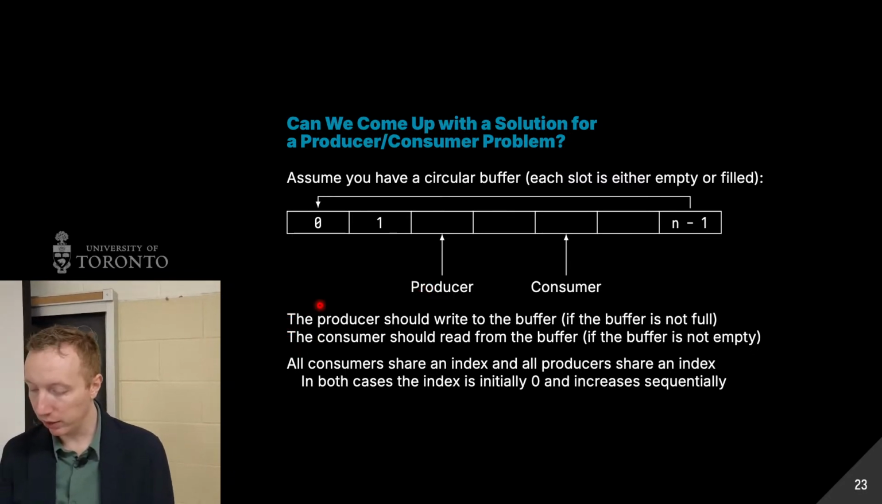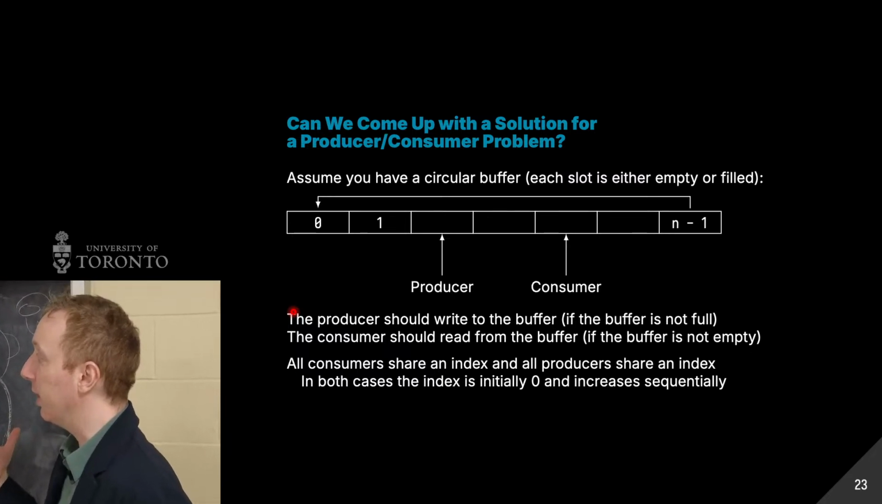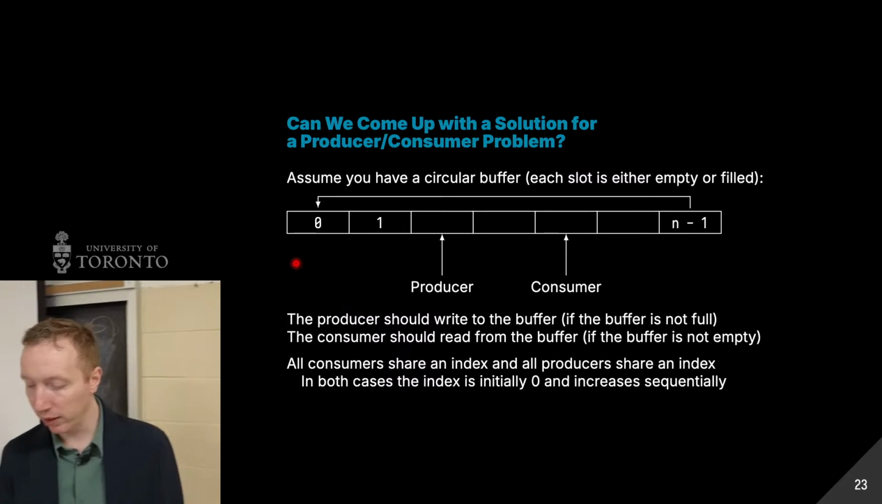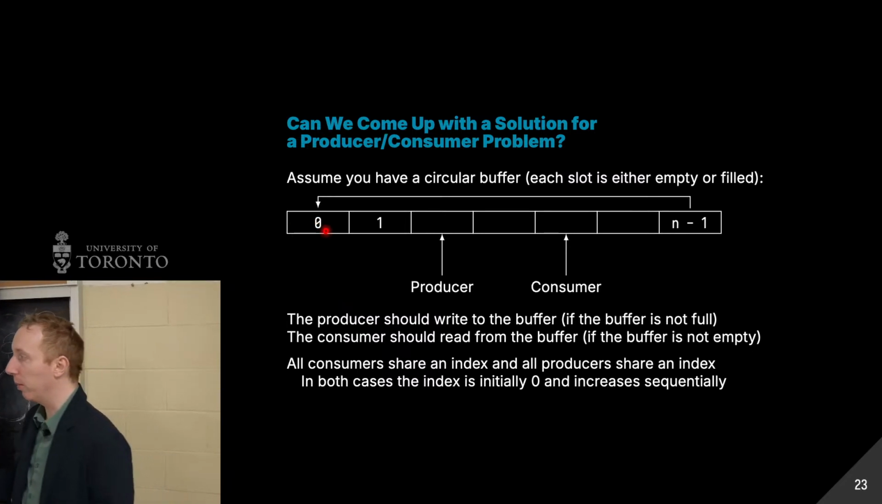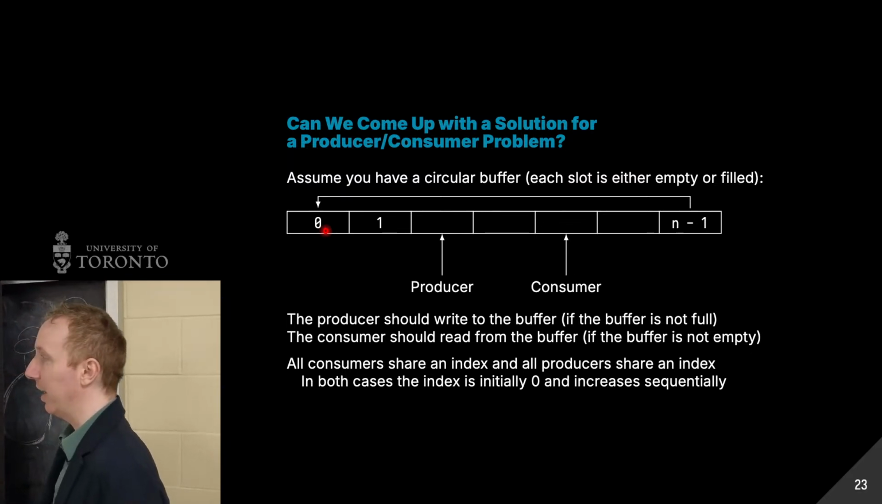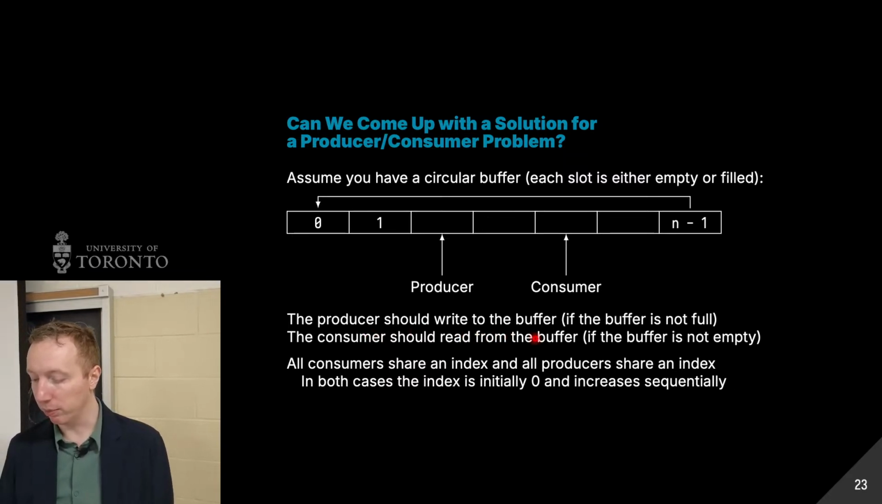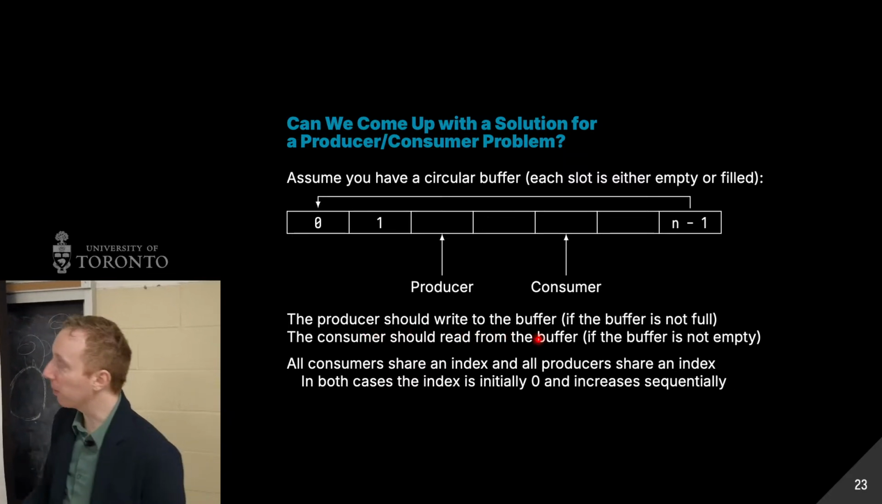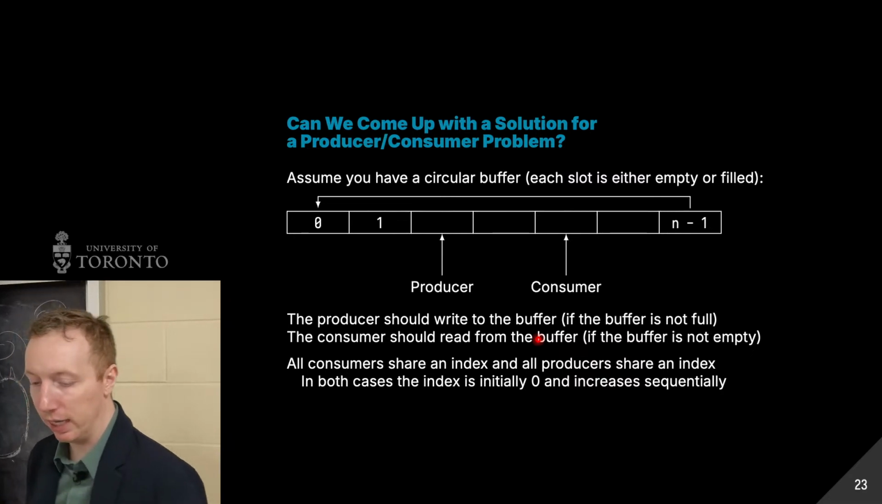So what we're going to do is have a whole bunch of producer threads that should write to the buffer, and the rule is they should write to that buffer only if it's not full, because otherwise it would be overwriting data that hasn't been read by a consumer. And the consumer, all it does is read data. So it should not read empty spots in the buffer. It should only read filled slots and take the data out of it.